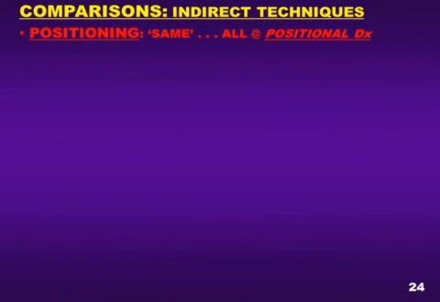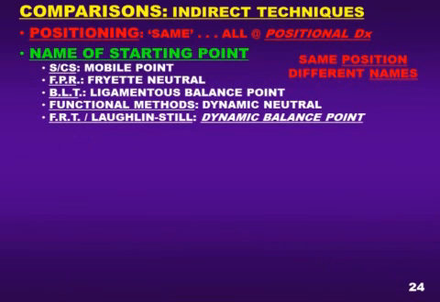Now, let's compare the indirect techniques. One, the positioning is the same in all of them. So it's the same position. The problem is when these techniques were developed, everybody was doing this on their own. Lots of times they weren't communicating with other people. They were just trying to figure out what was going on. And so there's a lot of names being involved here that can be confusing, but if you realize, basically they're all describing the same point.